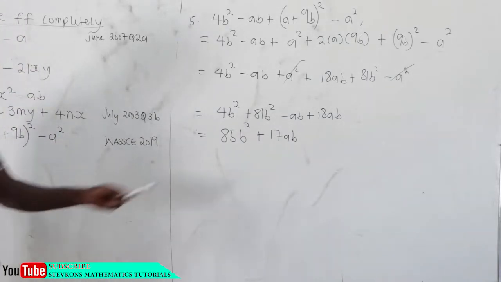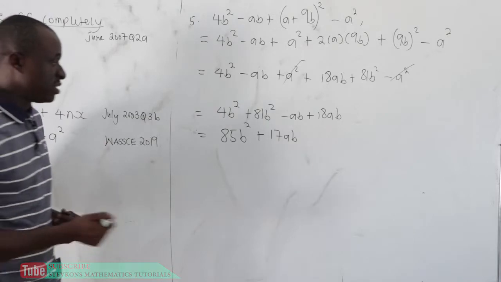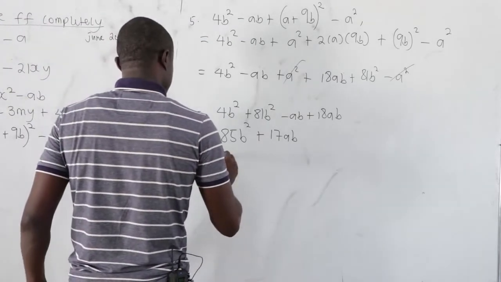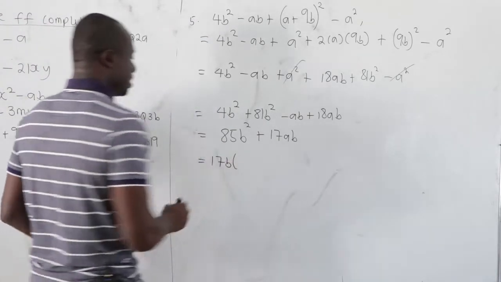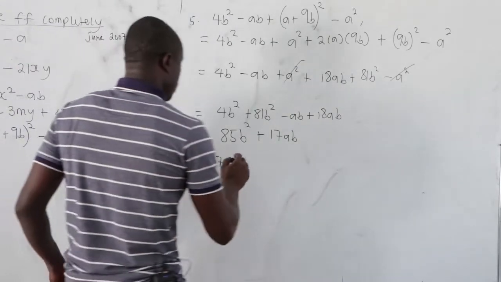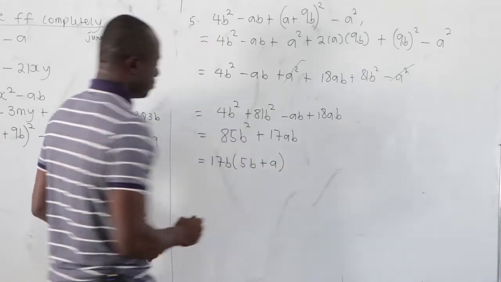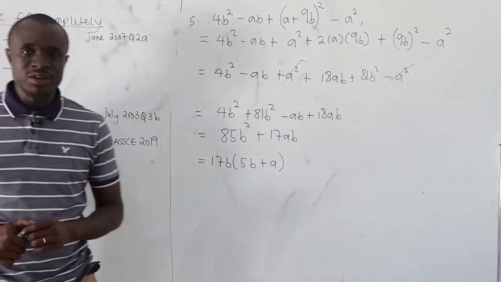Clearly 17 is a factor of the 2 terms, and then b is also a factor. So 17b, we can factorize 17b out. Now 17 times 5 will give us 85, so we have 5b plus a. That is very, very trivial.